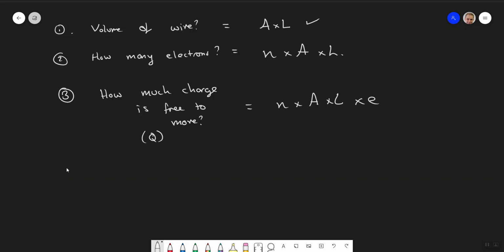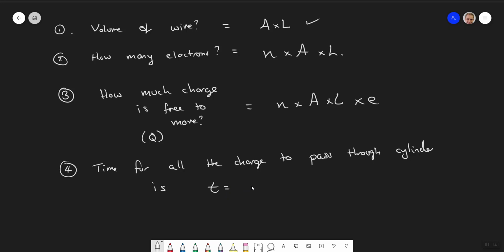So the time for all that charge to pass through the cylinder is t equal to L over v.